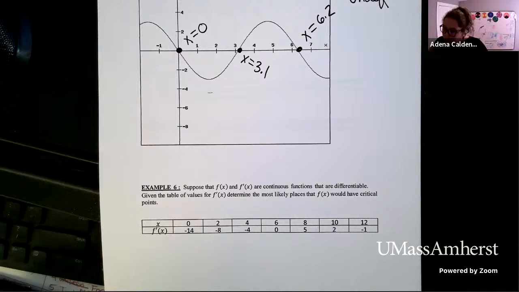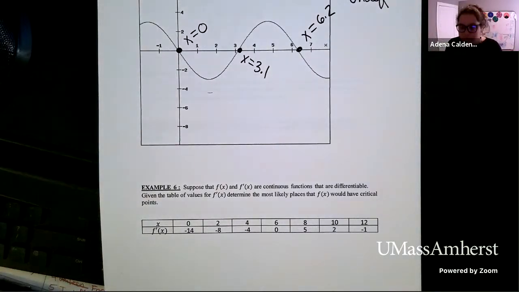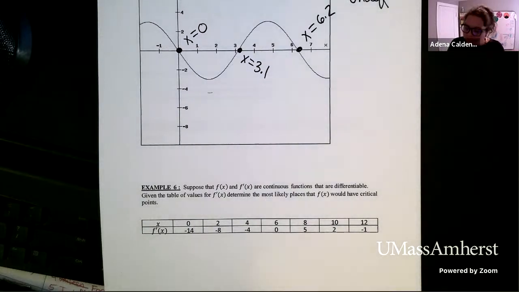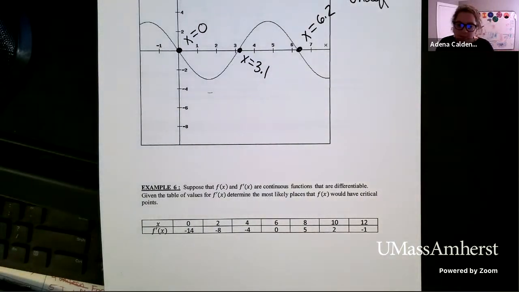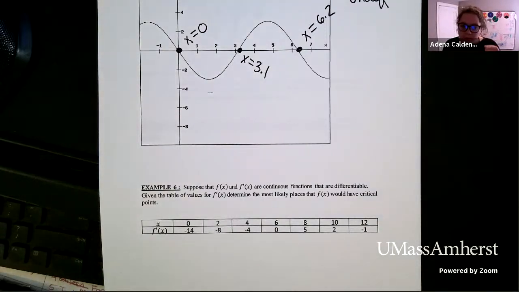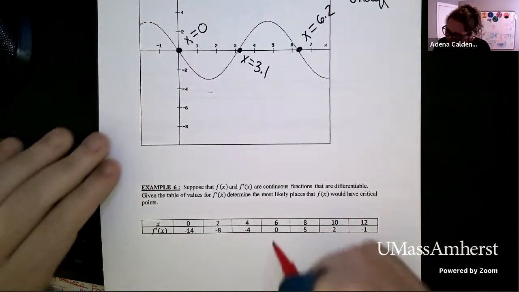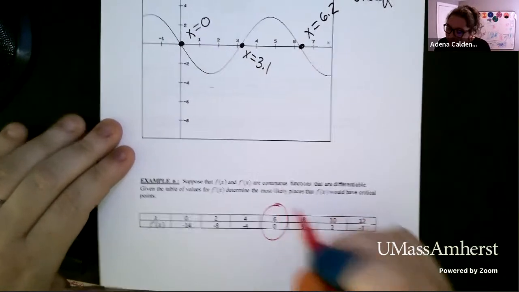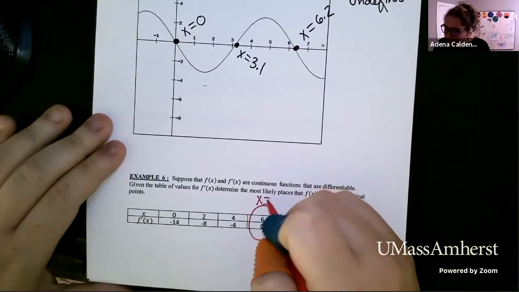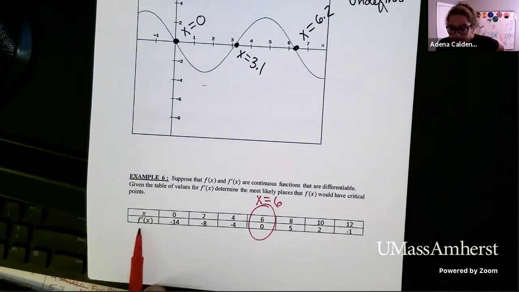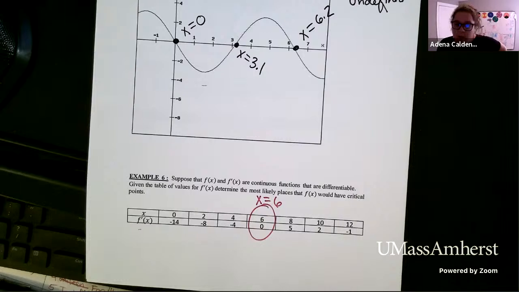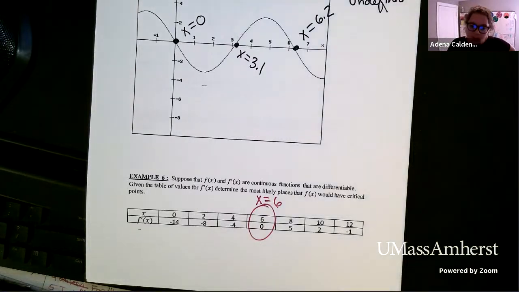Okay. So again, the information we have is about the first derivative. And we know that critical points happen when the first derivative is 0 or undefined. There's nothing here to indicate undefined. So we're really thinking about where will the first derivative equal 0? Well, one of them is given to us. Literally, we know that at x equals 6, the first derivative equals 0. So that is a critical point, right? When the first derivative equals 0.